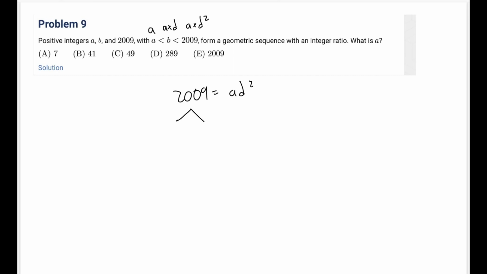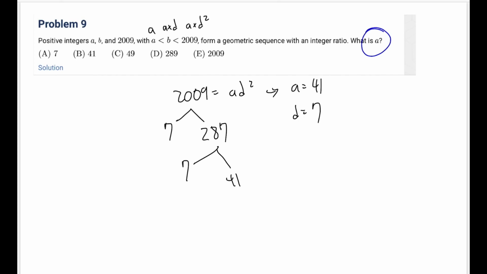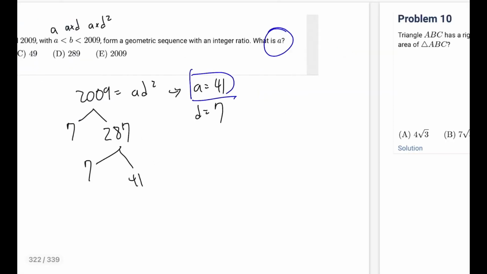So 2009 is divisible by 7, I think, since 7 and 49 are here. Let's go with 7. 7 times 287, since 7 times 8 is 56 and 49 is there. We can also see that 287 is divisible by 7, since 28 is divisible by 7 and 7 is just 7 itself. So this is 7 times 41, and 41 is a prime number, so we can say that A equals 41 and D equals 7. We wanted to know what A is, so A is 41, so the answer is B.